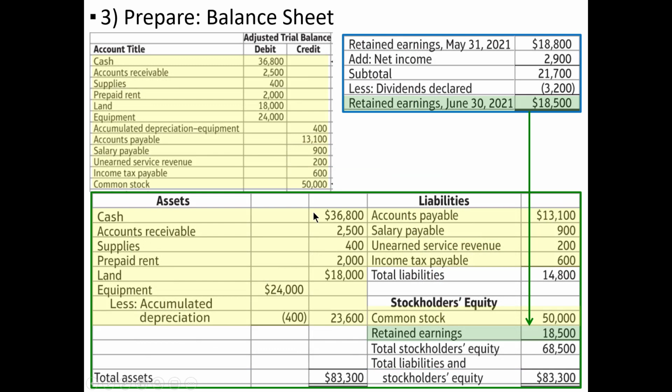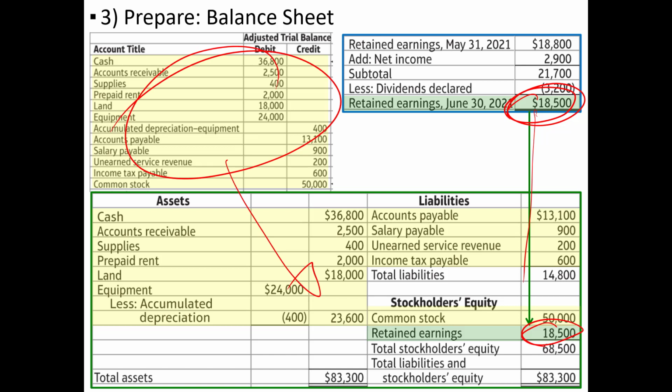After you do the statement of retained earnings, then your ending retained earnings balance can be put into your balance sheet. And all the other account balances from your trial balance, you put in there. Just make sure that you put in first your ending retained earnings from your statement of retained earnings. Put that in first, and then start pulling in from your adjusted trial balance all the other asset, liability, and equity accounts.